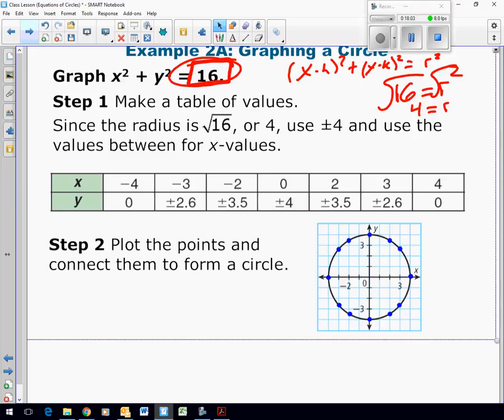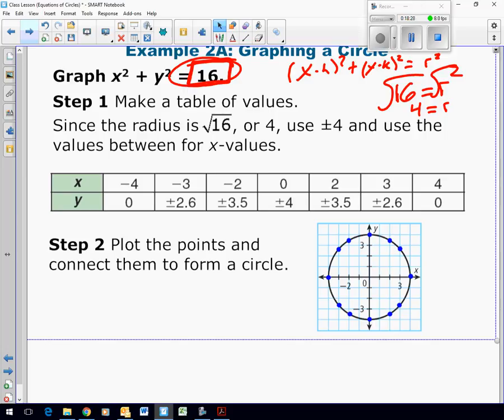Y'all remember doing this? Make your XY table. If you put in -4 for x, -4 squared plus y squared equals 16. -4 squared is 16. 16 minus 16 is what? 0. Okay? They aren't as bad as you think they are. Why is there a plus or minus?